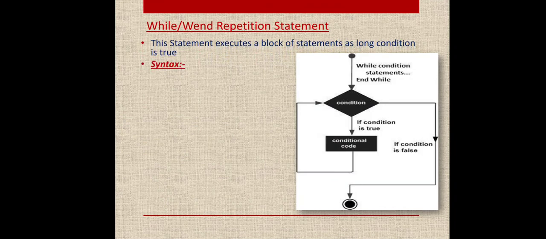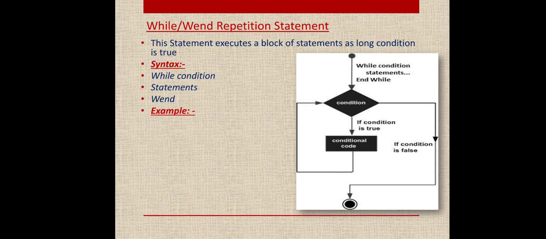That is, in the while statement, when the condition is true, the conditional code will get executed. If the condition is false, the loop will get closed and the program will get terminated. So this is the flow chart of this While...Wend repetition statement. The syntax: While, condition, after that statements, and to end this loop we write Wend. So this is the syntax of this looping statement, the While...Wend repetition statement.